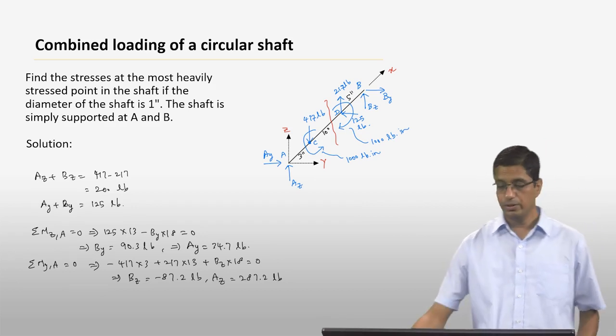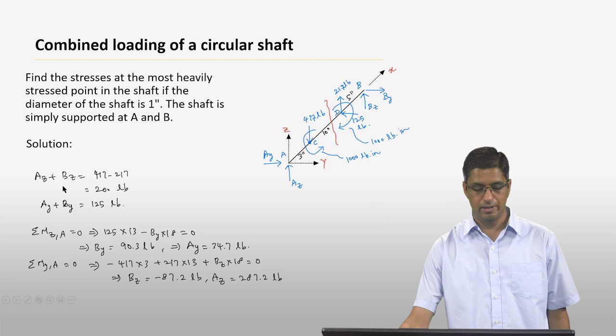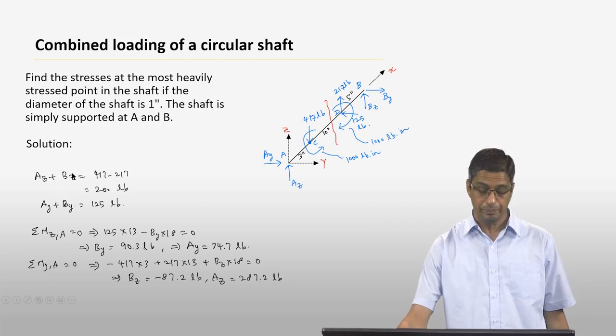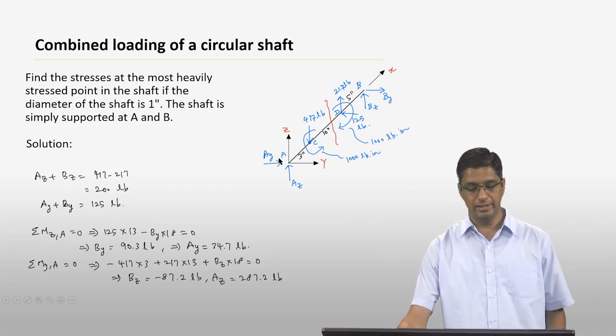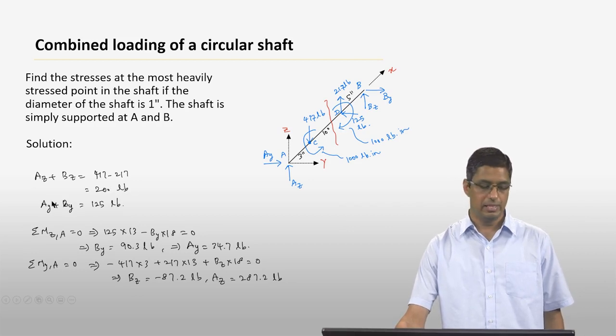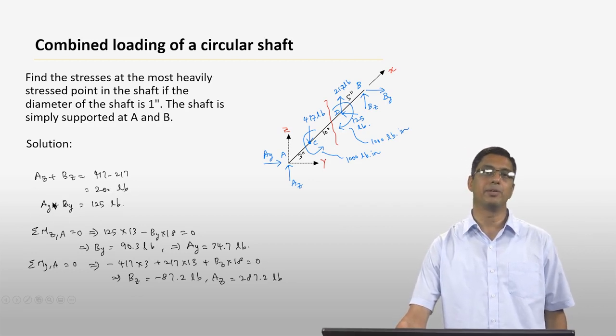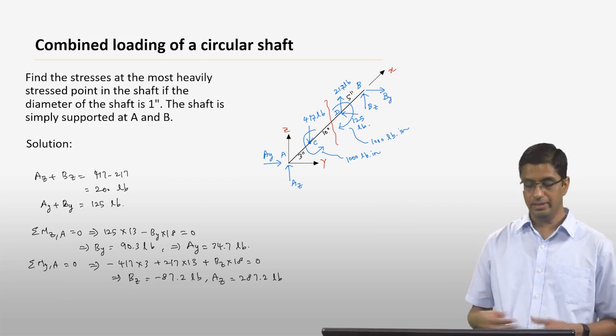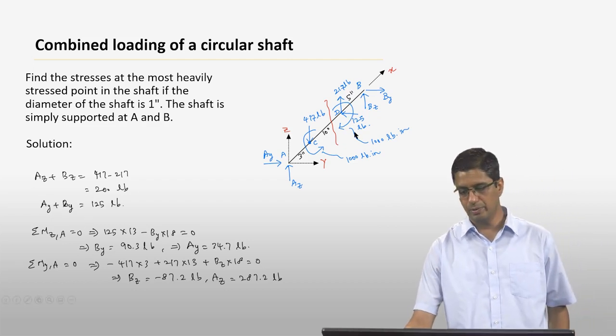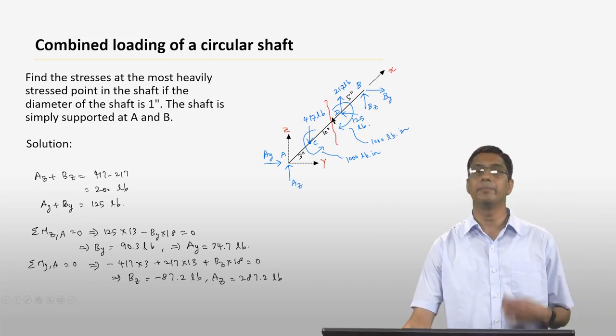Okay, so let's look at the way we are going to find the reactions at A and B. The first thing is to do force equilibrium. So Az plus Bz should be equal to the net force in the z direction, and that is 200 pounds. Similarly, Ay plus By should be equal to the net force in the y direction, and that is 125 pounds, because the 125 pound force is actually acting in the minus y direction.